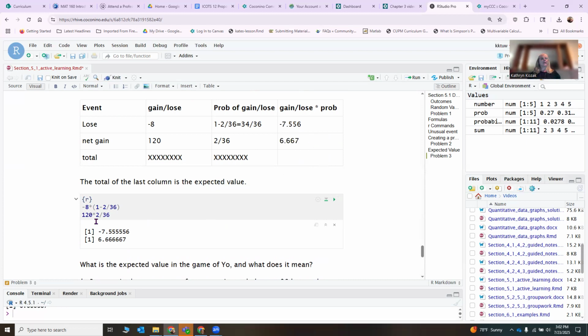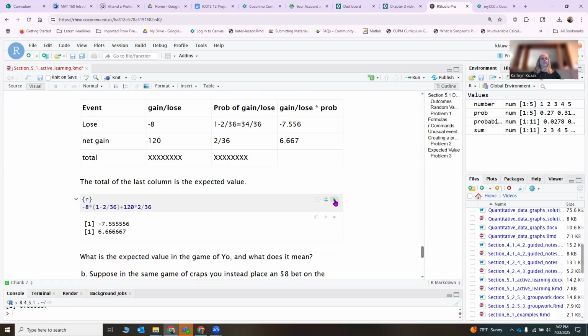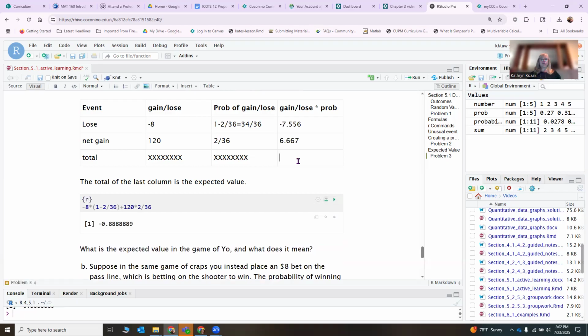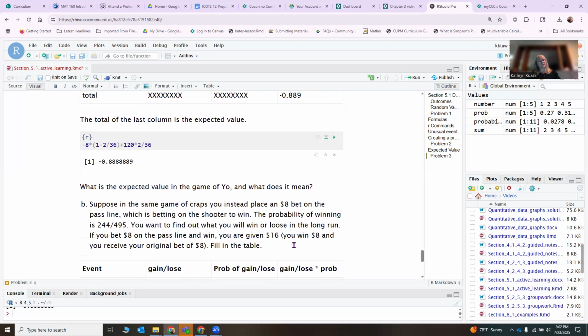Now I want to add them together, so I'll just change this a little bit and add them together. And I get negative 0.889. Since it's negative, granted you can't earn 88 cents, it means that you are losing. So your expected value is that you will lose 88 cents or 89 cents in the long run. And the most important thing is you are losing.